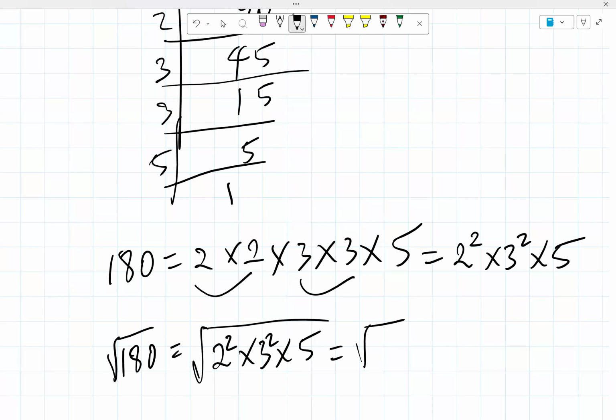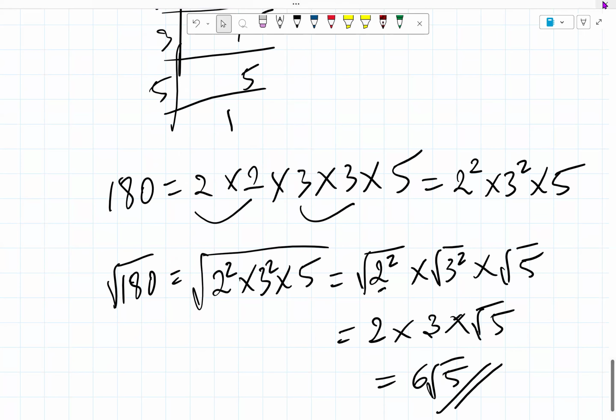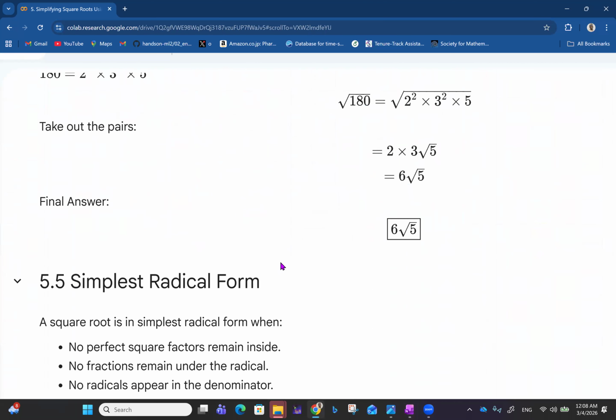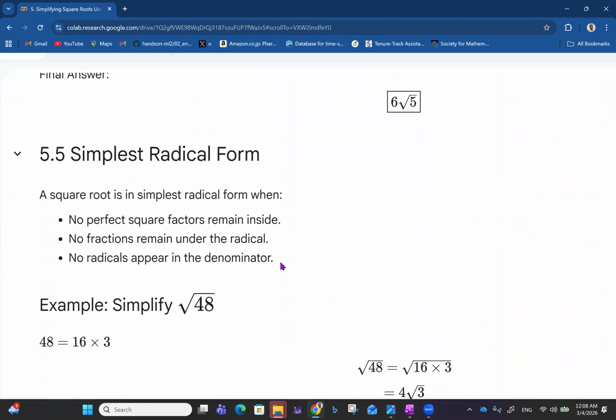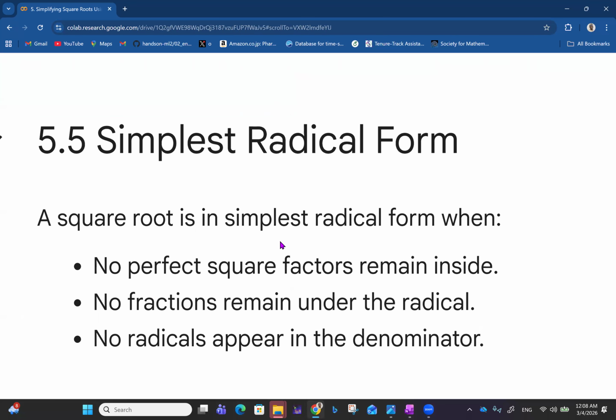So that means you have square root of 2 squared times square root of 3 squared times square root of 5. So square root of 2 squared, pick only one 2, and square root of 3 squared, pick only one 3, and then root 5. So 2 times 3 is 6, and then you have root 5. So that's the square root of 180 using prime factorization. So prime factorization is your go-to approach anytime, any day to handle problems like that.